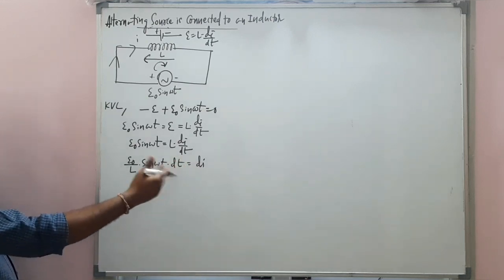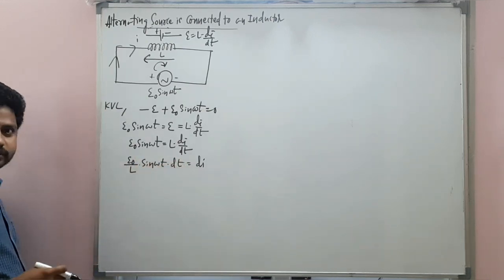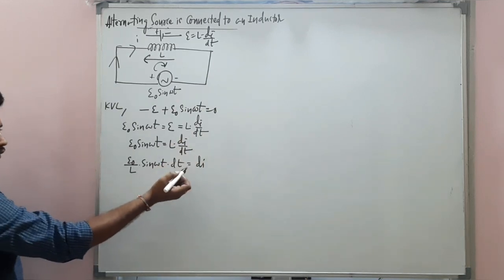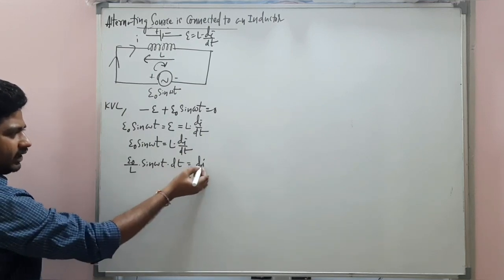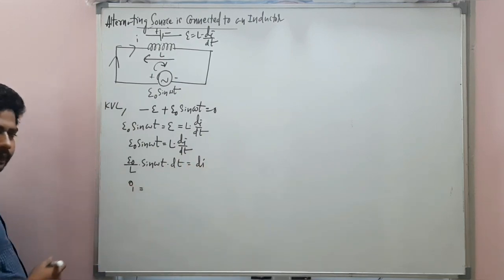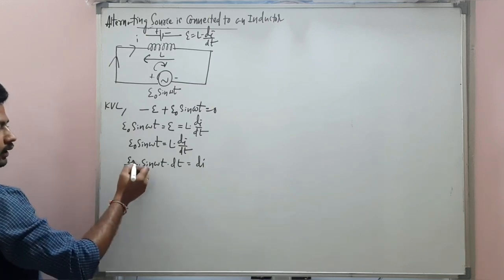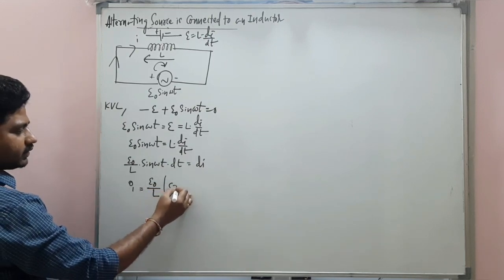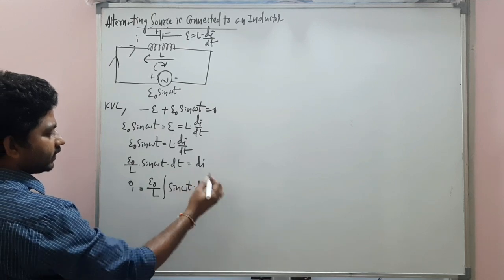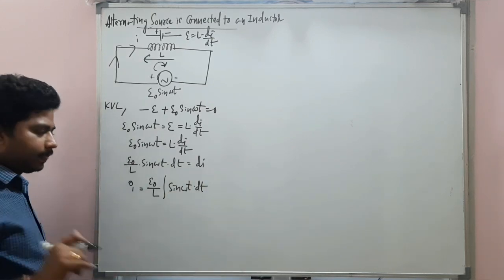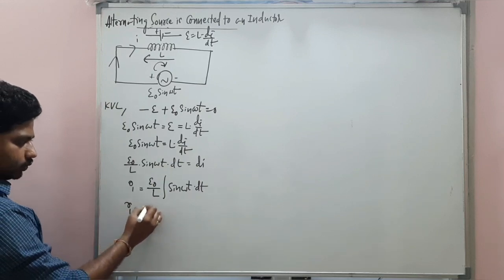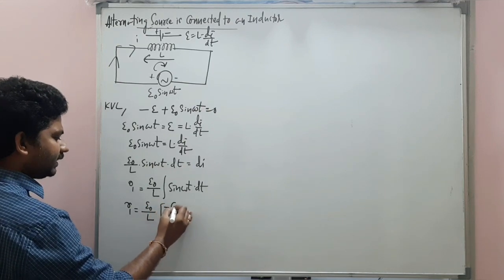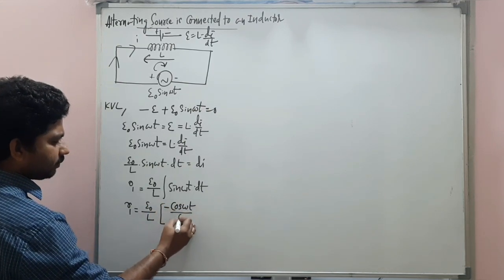If you integrate both sides, carefully see, what happens? Integral di is I, right? Epsilon naught by L is constant, and here integral sine omega t into dt. There is no concept of limits applied here. I is equal to epsilon naught by L, integral sine omega t will be minus cos omega t divided by omega.